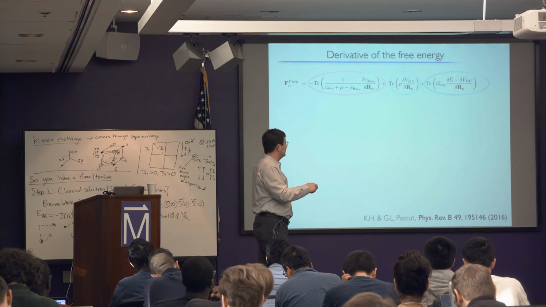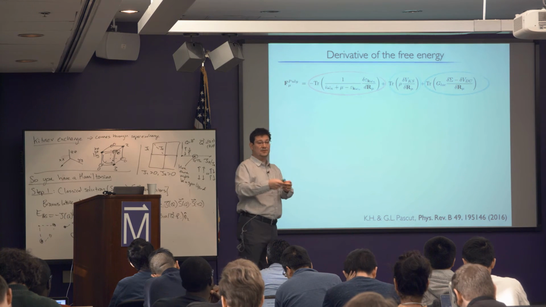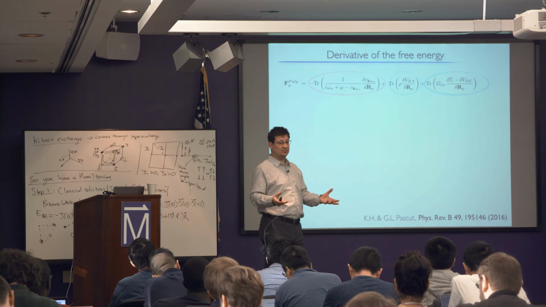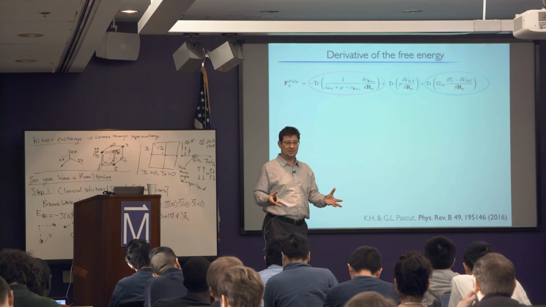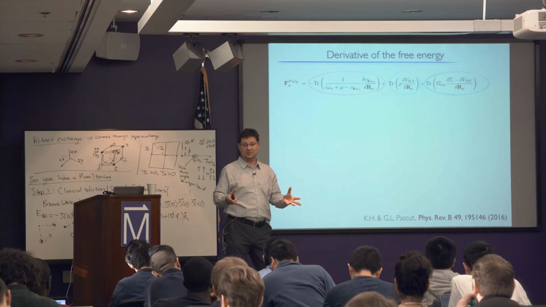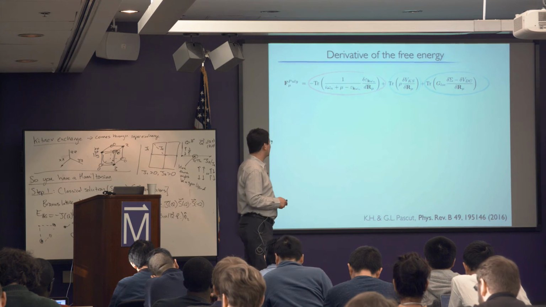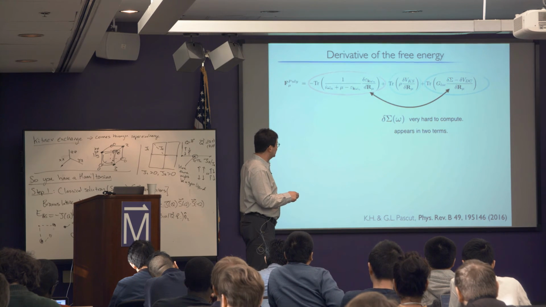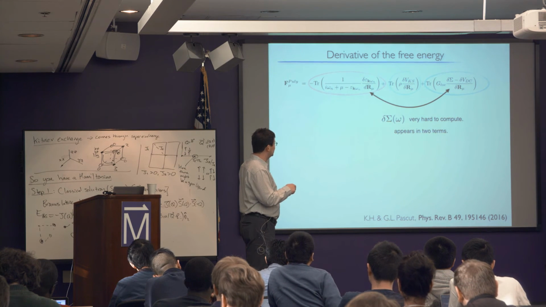Or you would need to take the derivative of self-energy with respect to G and the derivative of G with respect to R. Now, the derivative of sigma with respect to G is the so-called two-particle vertex function. That's very, very hard to converge to high accuracy. Okay? Now, however, the point is that d sigma over dR exists in this term, and it also exists in this term. Why?